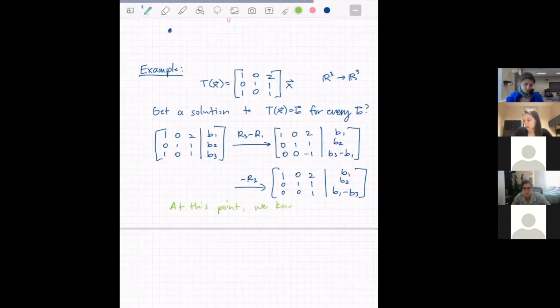so at this point, we know that this will always be consistent. Question. That means the columns of this matrix span R3. Right, yeah, exactly. It does mean the columns of the matrix span R3, which is on the codomain side, right?